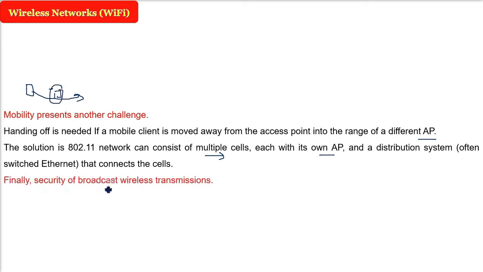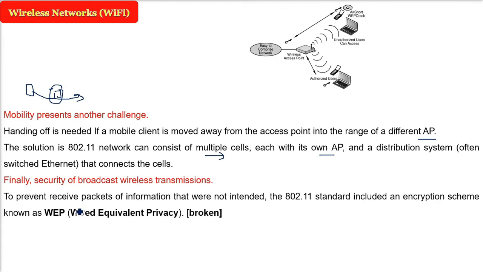There is one more issue, that is the security in the broadcast wireless transmission. Because we don't want it to be received by anyone else. So the 802.11 standard has included encryption. If you are sending AB, make it as XY. When it reaches the receiver, it can be decrypted to AB. AB is sent, making it as XY. That is the basic idea of encryption.